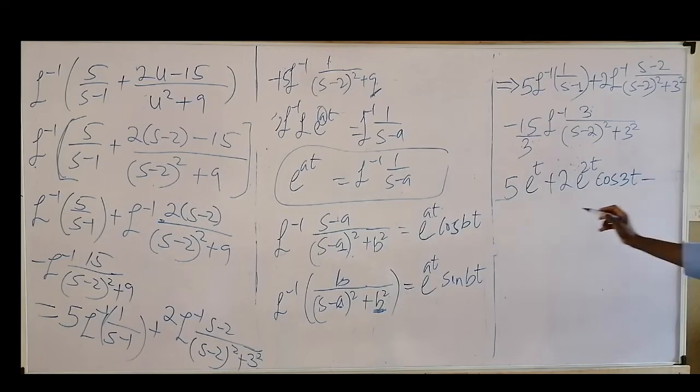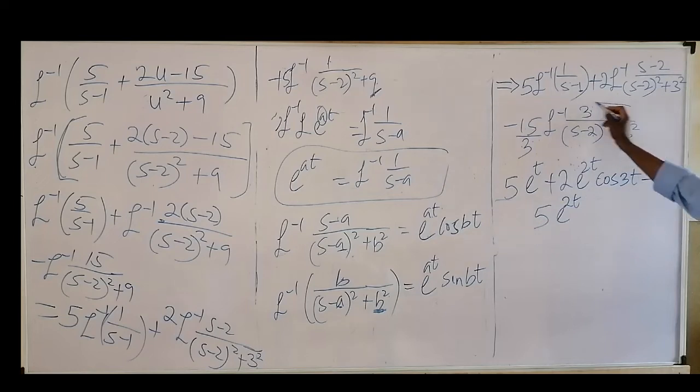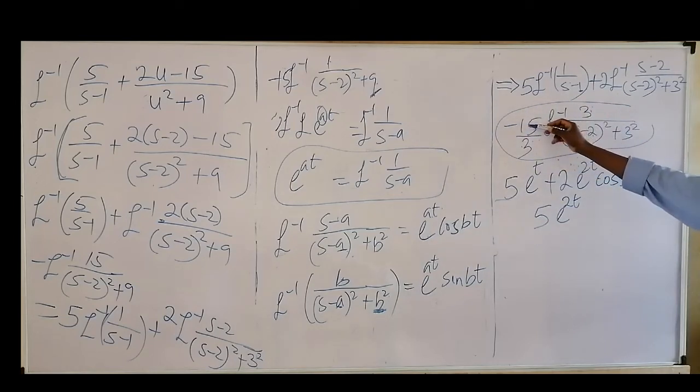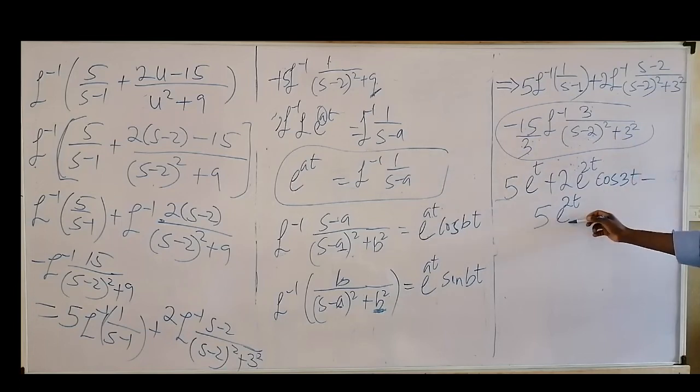Then minus 5 exponential 2t for the last one here. 15 over 3, that's minus 5. Then this one is exponential, my a is 2 here, so that's 2t, and then sine 3t. So that finished that question.